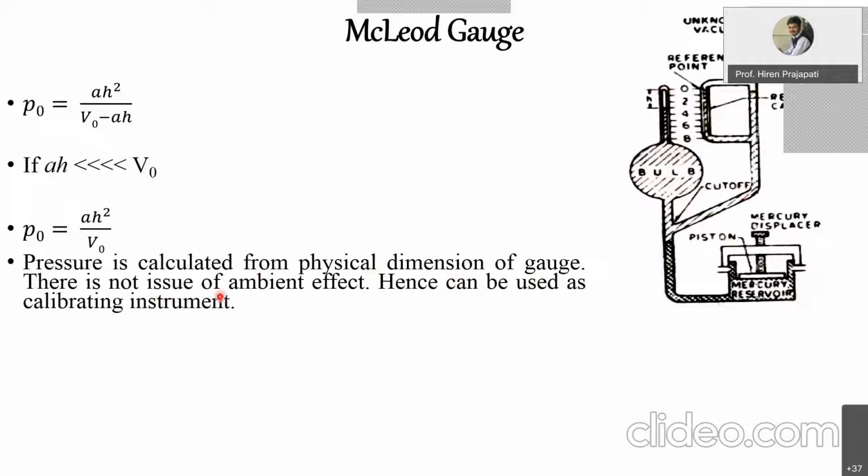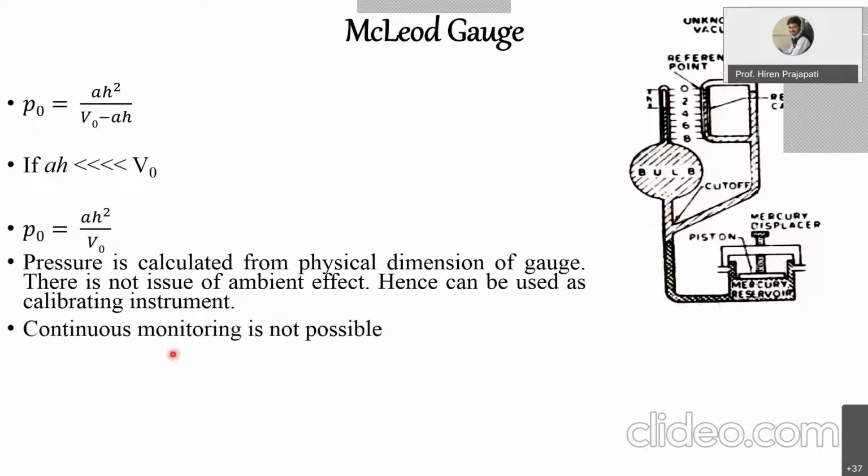So now pressure is calculated from the physical dimensions of the gauge. Therefore there is no issue of ambient or surrounding effect, because pressure is not measured with reference to atmospheric pressure or any other quantity. It is merely based on the dimensions of the gauge, right? Hence it can be used as a calibrating instrument, because here you do not require any correction for ambient effect.